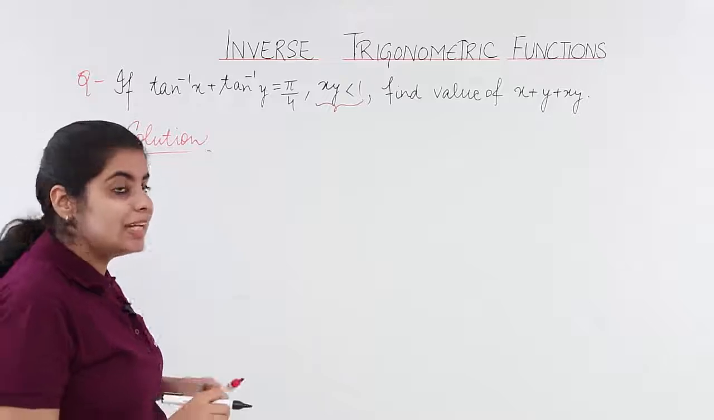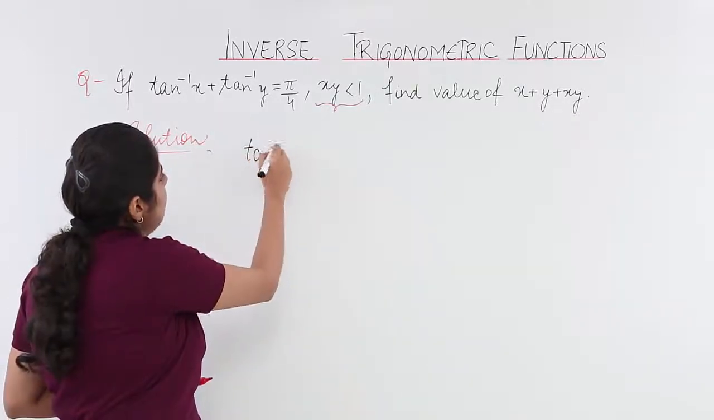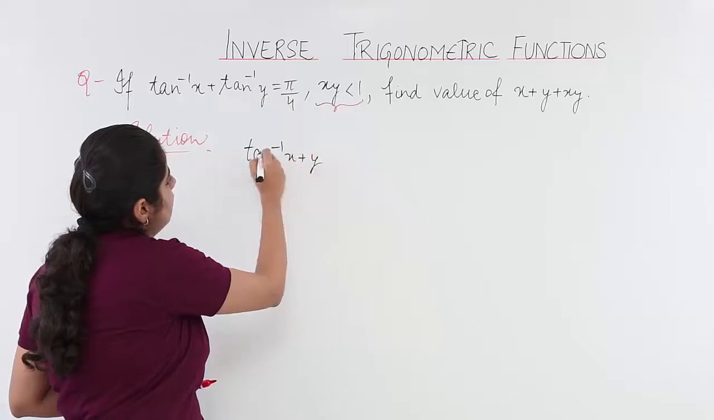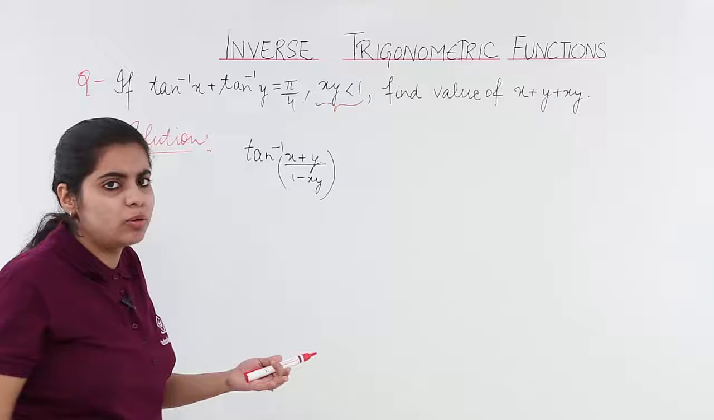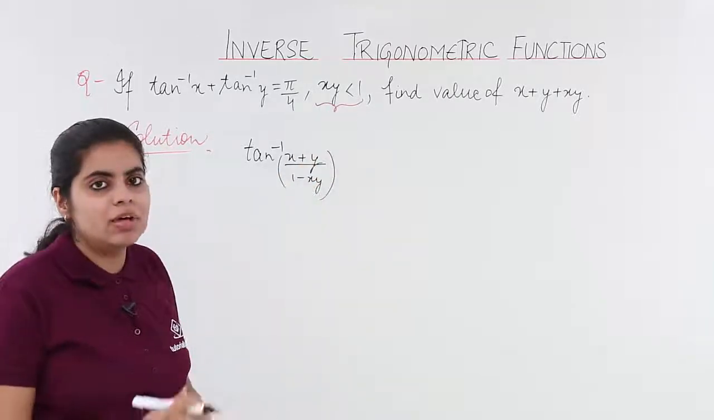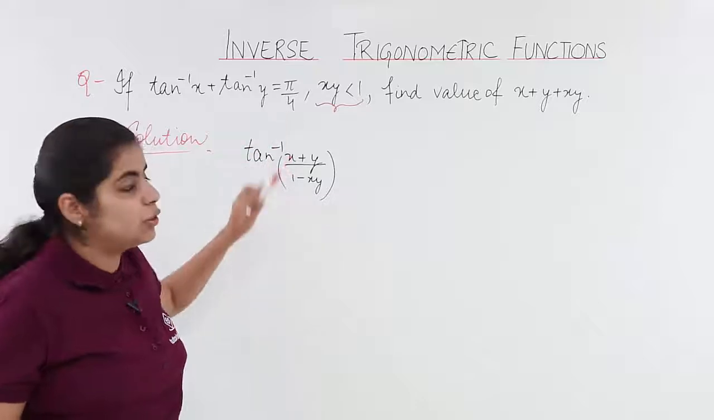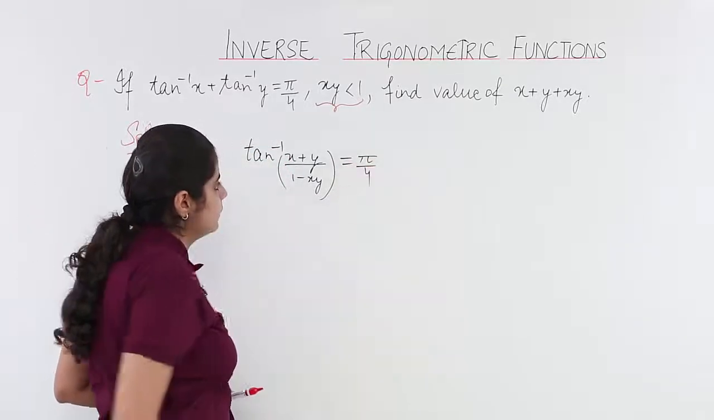It becomes tan inverse x plus tan inverse y, which is tan inverse of (x plus y) upon (1 minus xy). That is the formula we are going to use because it is not the case of xy greater than 1 or something else. It is equal to pi by 4, which will come as it is. So I write is equal to pi by 4.